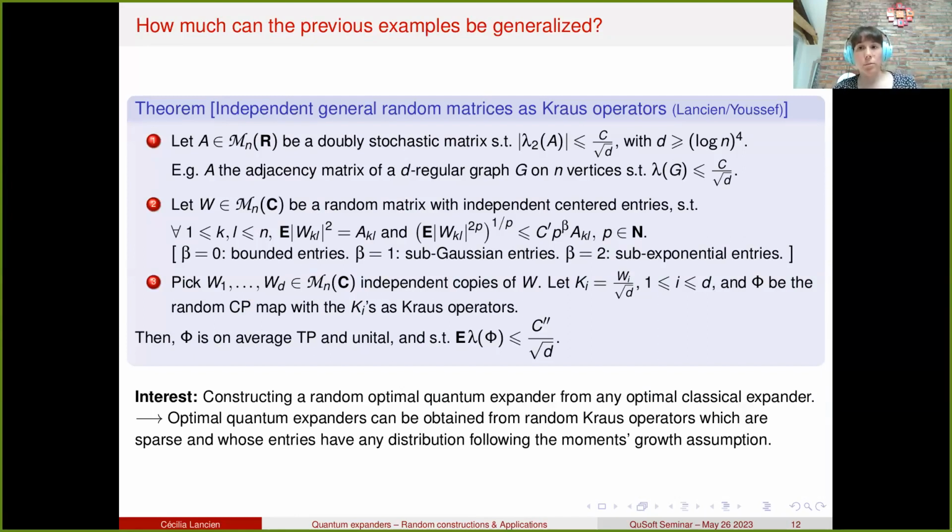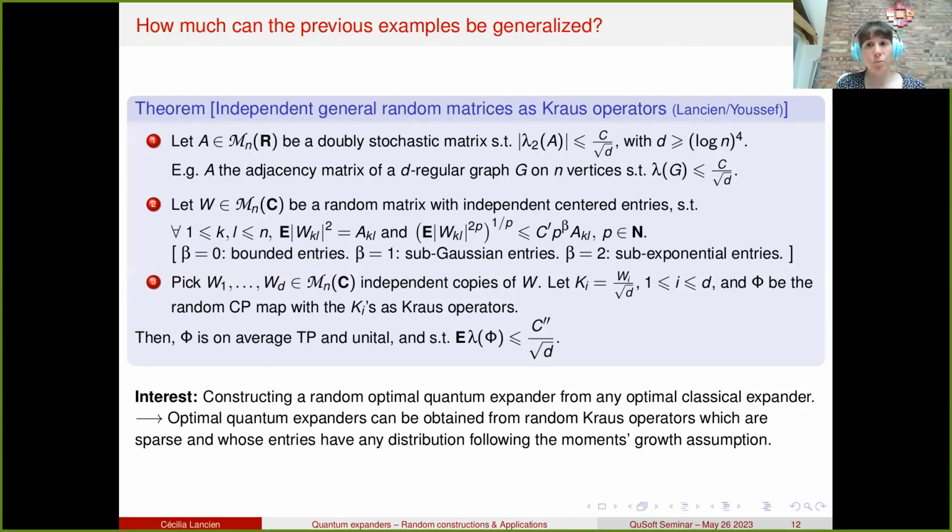And one interesting aspect of this result is that it tells you that you can actually obtain optimal quantum expanders from Kraus operators which are very sparse. This variance profile here can have a lot of zeros, and basically any distribution works, as long as it follows this assumption on the growth of x1. So this phenomenon of being an optimal quantum expander is actually very general.